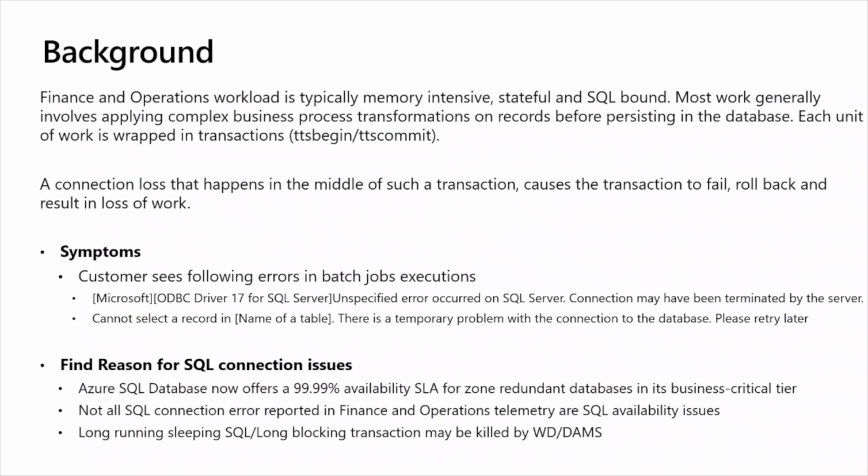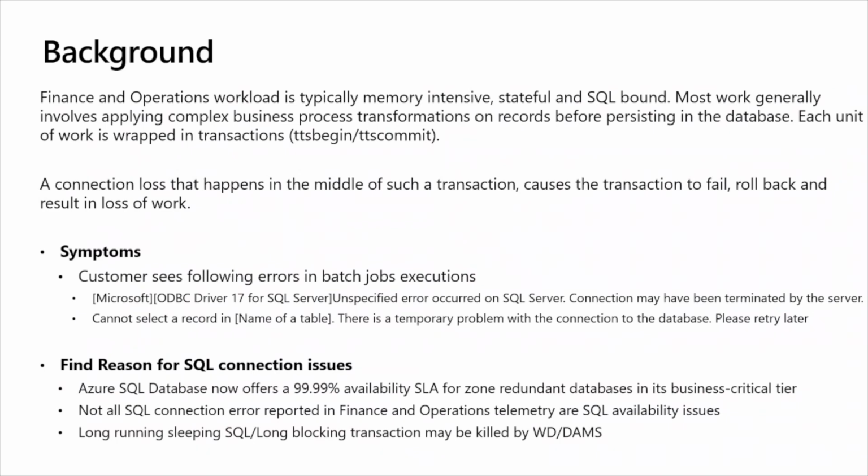Now, what do we see as a symptom if there is any transient failure that happens with the SQL server? One of the error messages that you will normally see is a message about the connection may have been terminated by server. It's an ODBC driver issue. That's what you see sometimes in your browser or even in the info log for the batch jobs. Sometimes you also see "cannot select a record on a table, a temporary problem with the database. Please retry." So that's the kind of error message that we see in case a SQL connection failure happens.